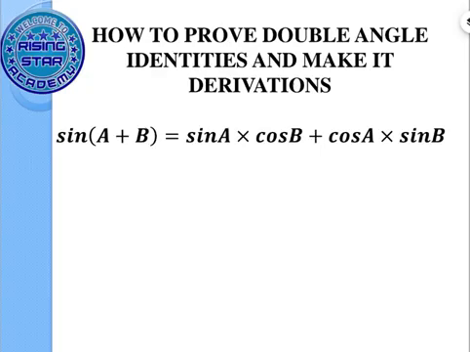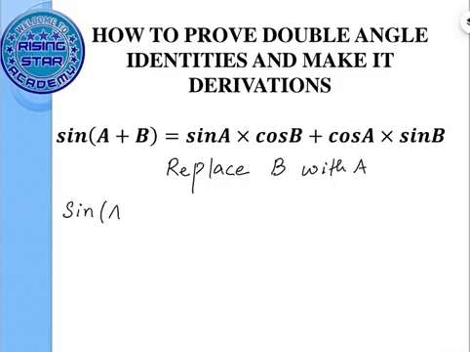Now, in this question, I will replace angle B with A. So, in the next step, that would be sine of A plus A. Where we have B, we will replace it with A.